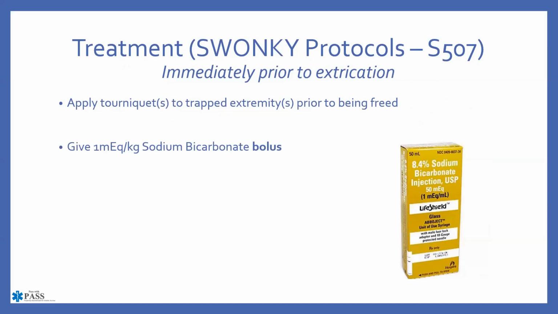So what do we do immediately prior to extricating the patient? Well, we're going to apply tourniquets to the trapped extremities. We want to try to slow those acids and that myoglobin from circulating around as best we can. And now is when we are going to give our bolus. So give a milliequivalent per kilo of sodium bicarb.